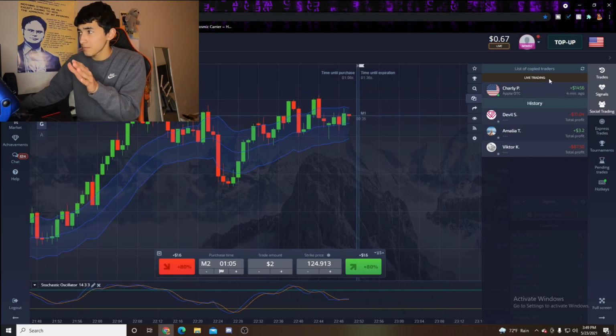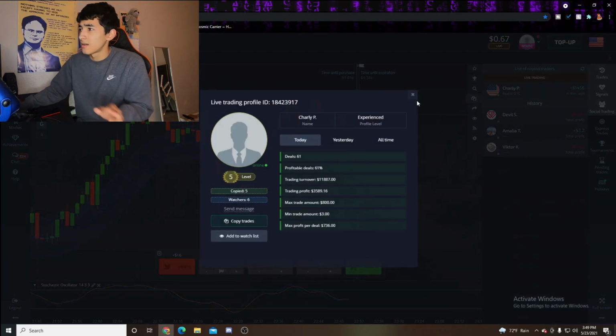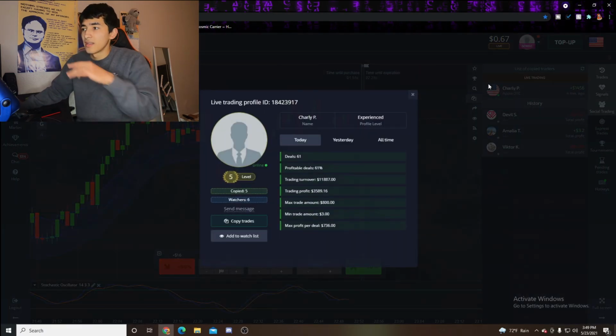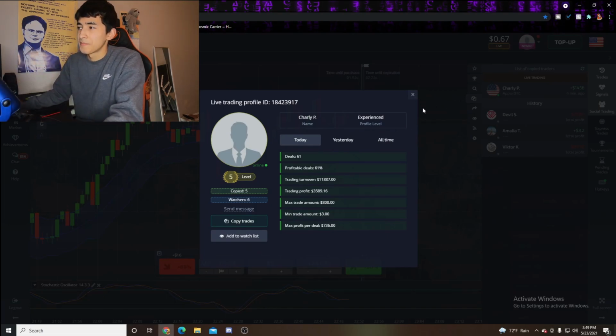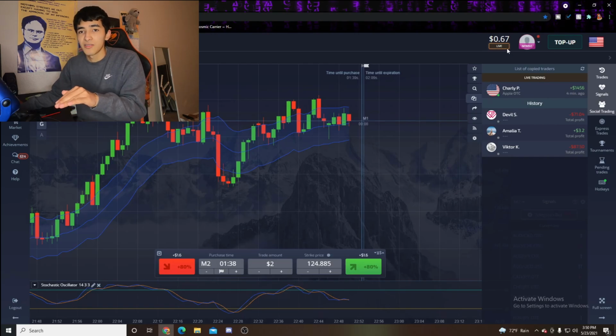Under live trading, you would hit their name, and it should pop up right here. Edit trades, or stop copying this trader, and you would hit that. It should be up there. It just doesn't show for me because my account balance went below 150, so it automatically stopped copying him.